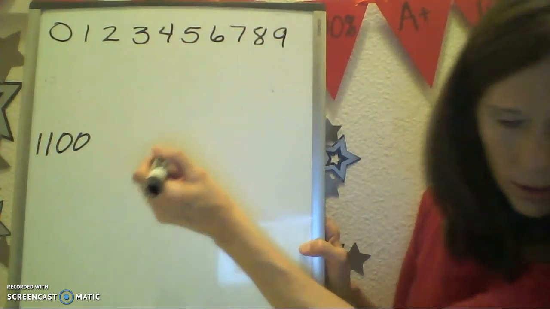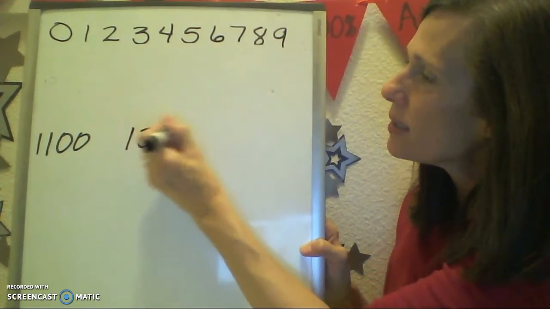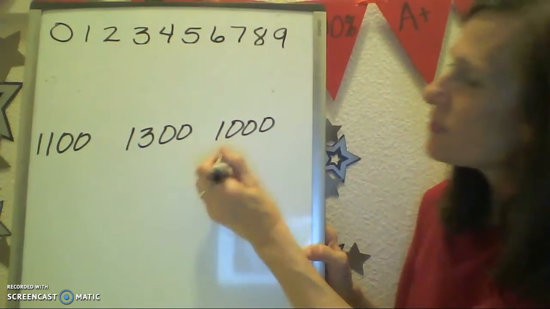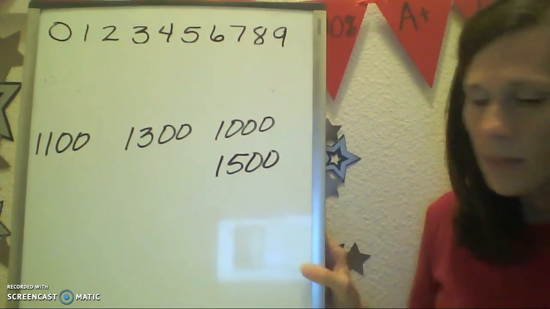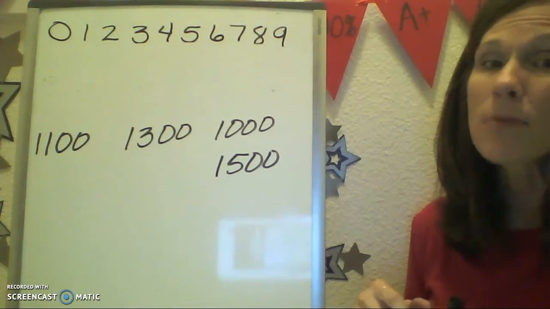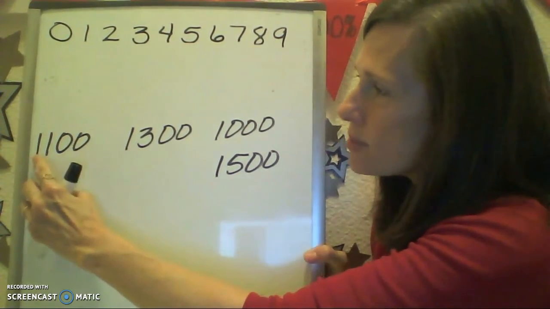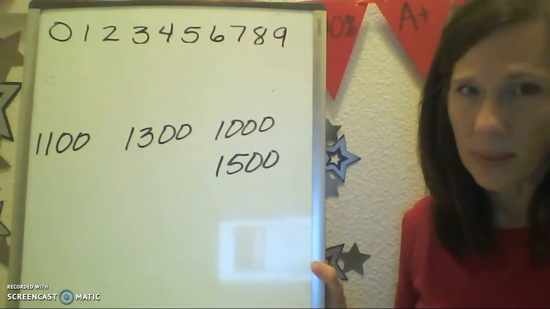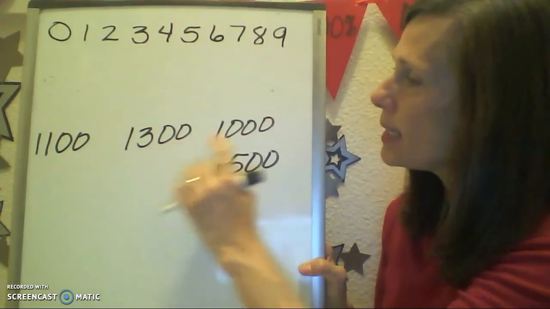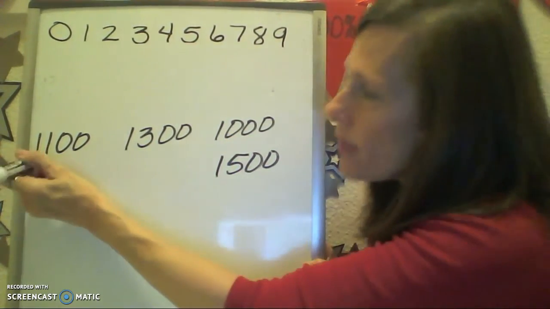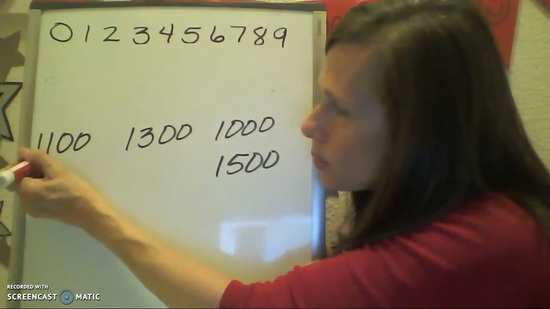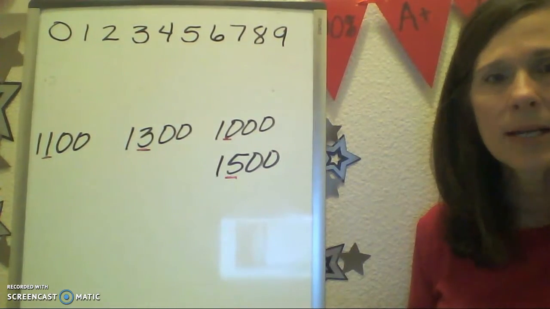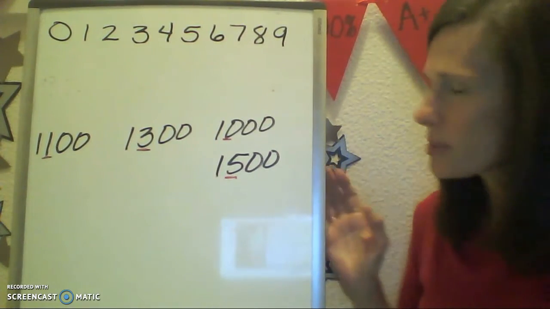1100. Let's do 1300. Let's do 1000. And let's do 1500. All right. So I start in my thousands place this time. And I notice there's a 1, 1, 1, and 1. All right, so I move to my hundreds place this time. 1, 3, 0, 5. Okay, so those are the numbers I'm going to work with.